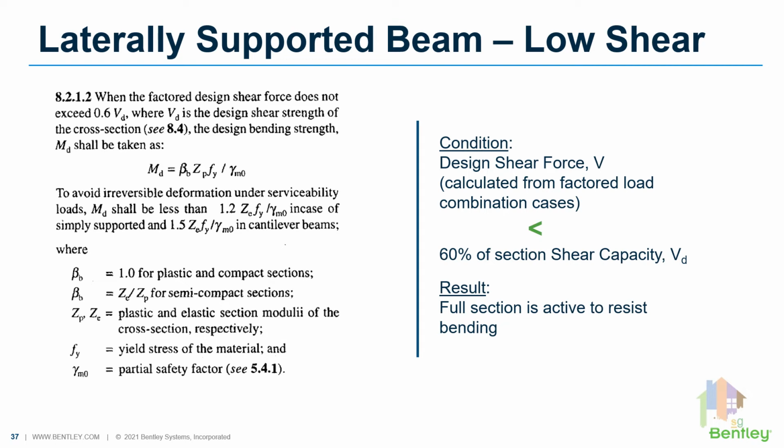If the web is not susceptible to shear buckling, and if applied shear force is less than 60% of shear capacity of the section, then clause 8.2.1.2 is used for bending capacity calculation. This equation basically considers the yielding failure, and for plastic and compact section, though the plastic section modulus is used to calculate the bending capacity, still it is cross-checked against 1.2 or 1.5 times the elastic yielding limit. For this, you need to specify the CAN parameter. I will discuss this shortly.